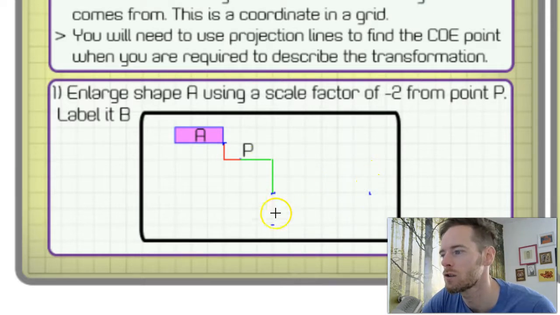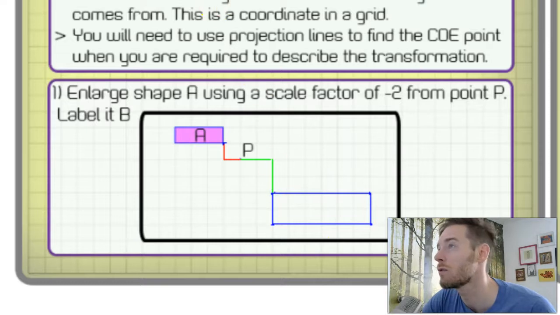Okay, and then what you should see is that the other point obviously has to go there. I'm going to join those points together and draw the shape, and then label it what they want me to label it. They want me to label it B. Okay, and what you don't necessarily see here is that it has been inverted.